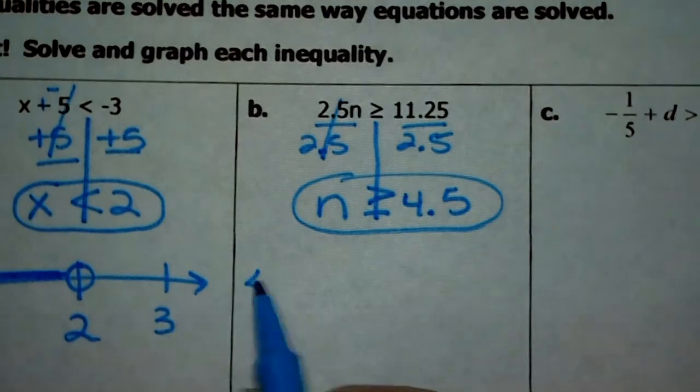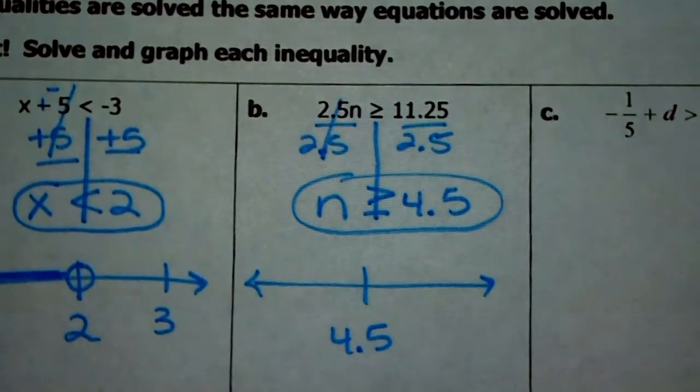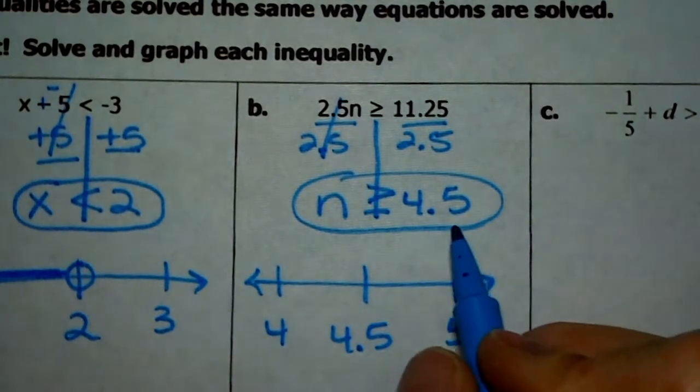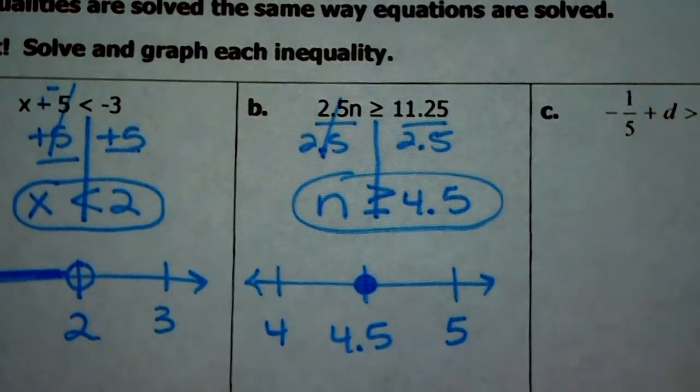I'm going to draw my line. In the center, I write the value that the variable is being compared to, and then choose something to count by. I'm going to count by a half this time, so that means before 4.5 I'd have 4, and to the right I'd have 5. You could put 3.5 and 5.5 if you wanted. It doesn't really matter, as long as you're counting by the same amount every time. If n is greater than or equal to 4.5, that means it can be 4.5, so I'm going to close that circle. And greater than means shade to the right, because 5 is greater than 4.5.